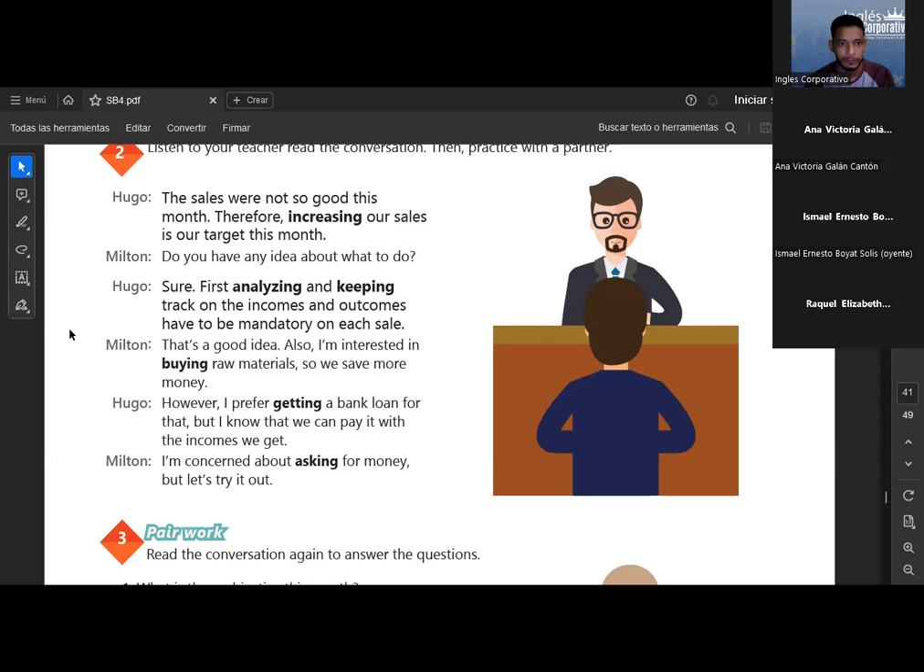Okay. The sales were not so good this month. Therefore, increasing our sales is our target this month. Do you have any idea about what to do? Sure. First, analyzing and keeping track on the incomes and outcomes have to be mandatory on each sale. That's a good idea. Also, I am interested in buying raw material, so we save more money. However, I prefer getting a bank loan for that, but I know that we can pay it with the incomes we get. I am concerned about asking for money, but let's try it out. Okay, but let's try it out. All right, all right. Let's continue.